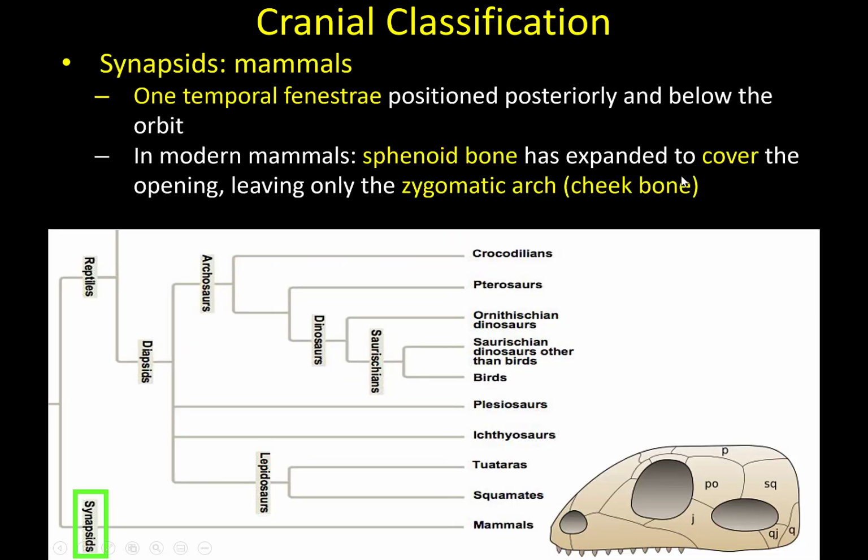Our last group are the synapsids. The mammals are the only extant group of synapsids that we have. Okay? Synapsids have only one temporal fenestra. It's positioned behind and below the orbit. Okay? So it's down here. Now, in modern animals, the sphenoid bone, which is up in here, is expanded to cover the opening, leaving only the zygomatic arch. Right? Let me show you what that looks like. Zygomatic arch is your cheekbone. Okay?